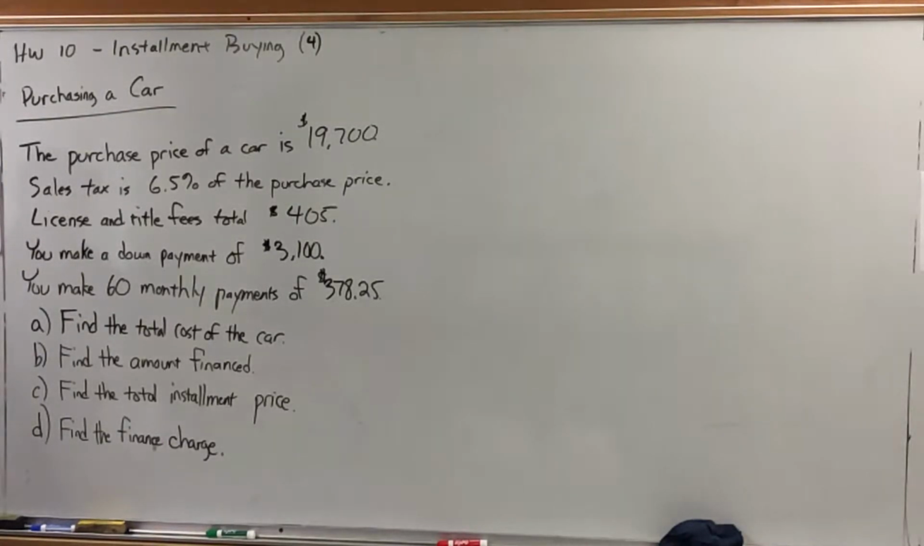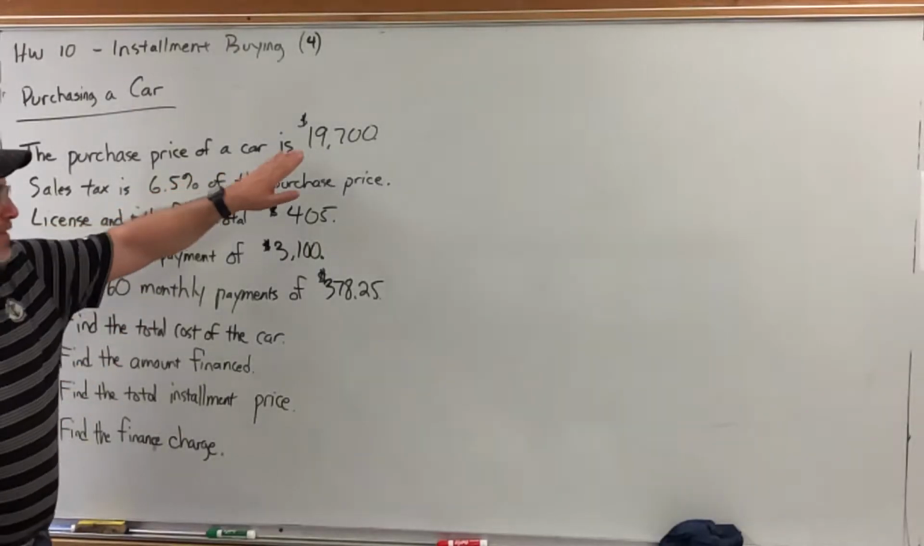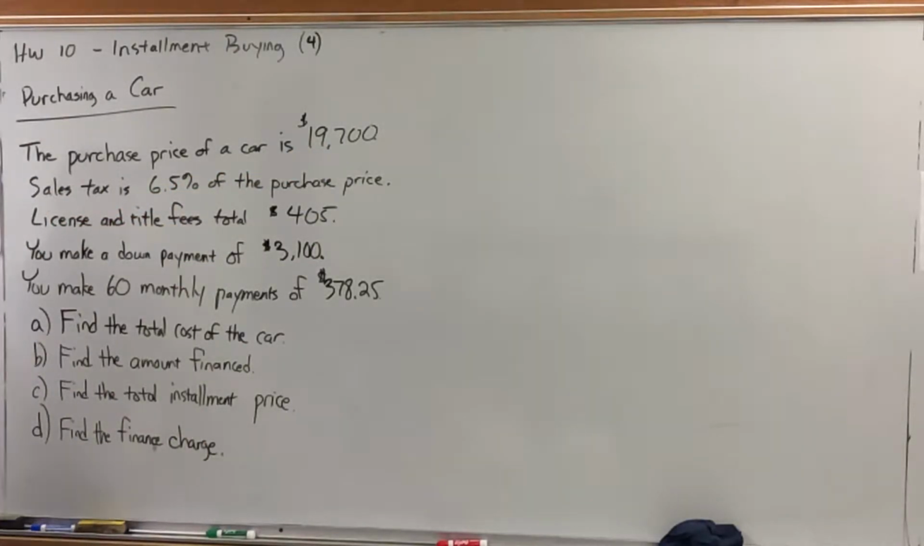The purchase price of a car is $19,700. You will pay more than that for it, as you'll see. The sales tax is 6.5% of the purchase price. So in my mind, I'm already thinking I'm going to need to find 6.5% of $19,700.